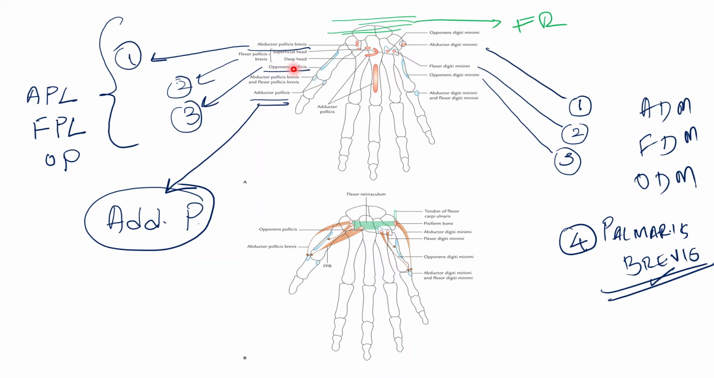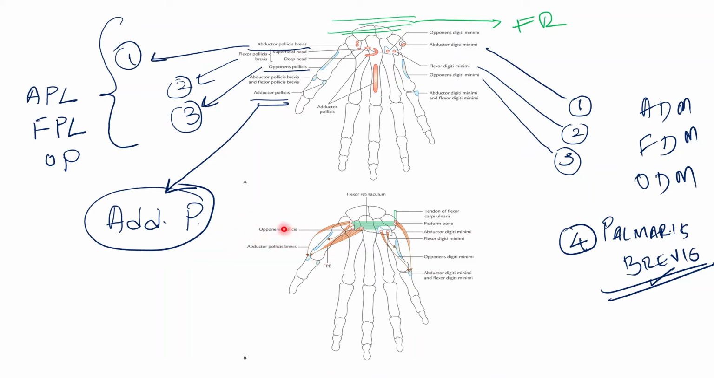Yes, the insertion of both muscles, that is the abductor pollicis brevis and the flexor pollicis brevis, is over the base of the proximal phalanx of the thumb on its lateral side. So this is about the two thenar muscles, the abductor pollicis brevis and the flexor pollicis brevis. The left over is the opponens pollicis.